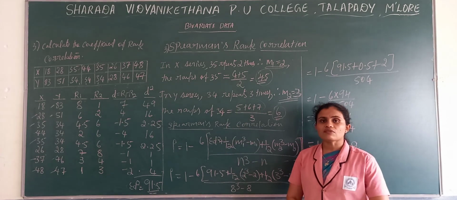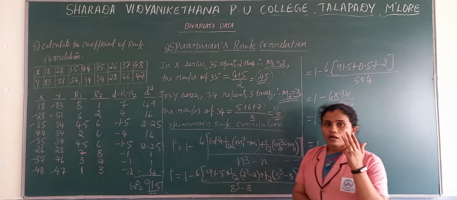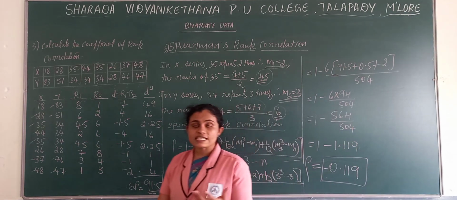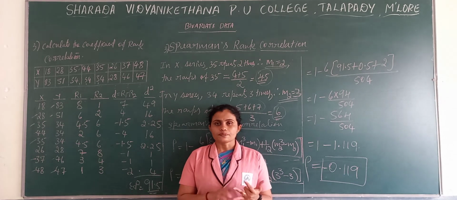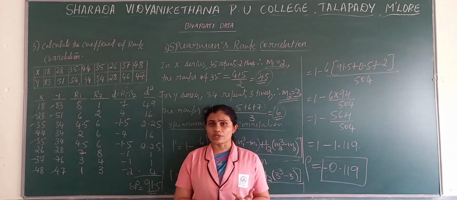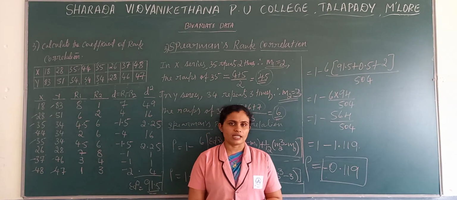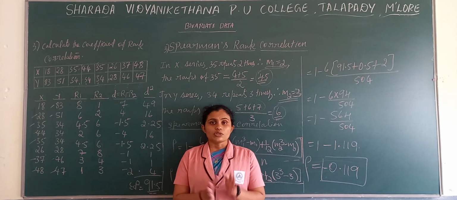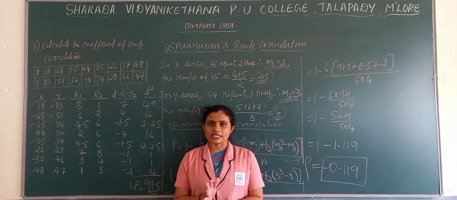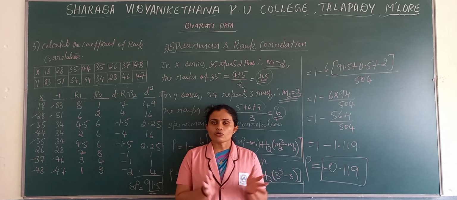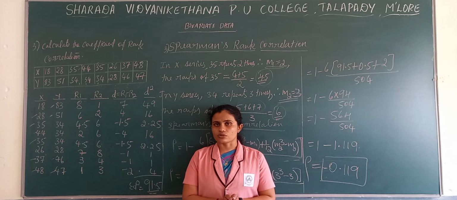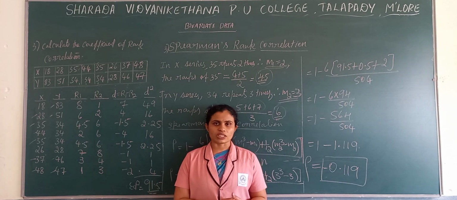So with this we completed rank correlation as well as the correlation topic. In correlation we discussed 3 kinds of measures: the scatter diagram method, then Karl Pearson's coefficient of correlation, which is very important, and next Spearman's rank correlation. Then in the next session we will move towards regression analysis. These are the 2 major topics under bivariate analysis, that is correlation and regression. So we end with correlation today, and in the next session we'll start with regression analysis.